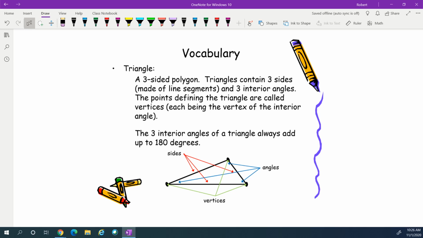A triangle is a three-sided polygon. The corners or the points of the triangle are called vertices. Each vertex is an angle, and we have the sides of the triangle that are formed by segments. The three angles inside a triangle will always add to 180 degrees. So that's a really important rule or property of triangles. The three angles will always add to 180 degrees.